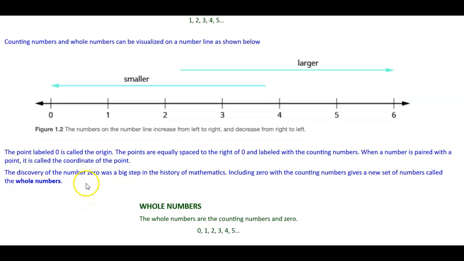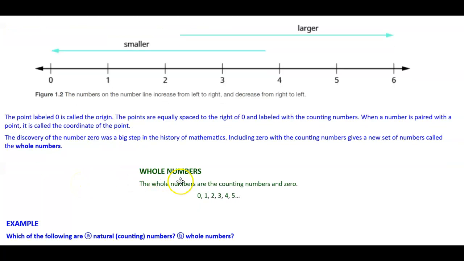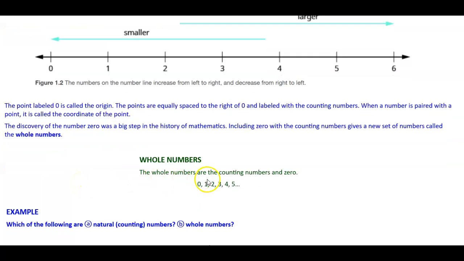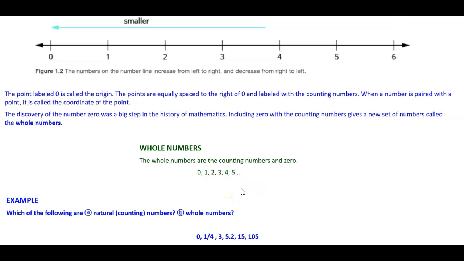Now, the discovery of the number 0 was a big step in the history of mathematics. Including 0 with the counting numbers gives us a new set of numbers called the whole numbers. So the definition of whole numbers is: the whole numbers are the counting numbers and 0. We would list that as 0, 1, 2, 3, 4, 5, and so on. So let's take a look at an example down here.